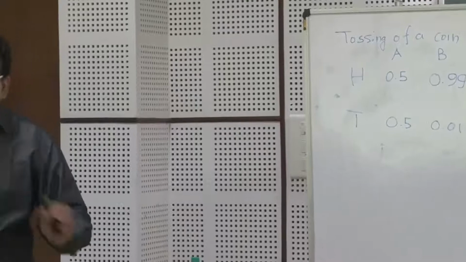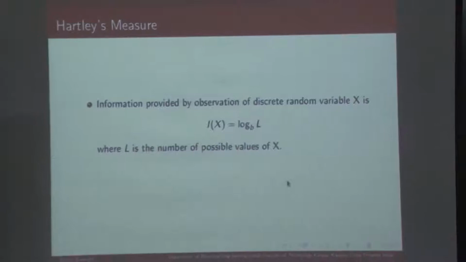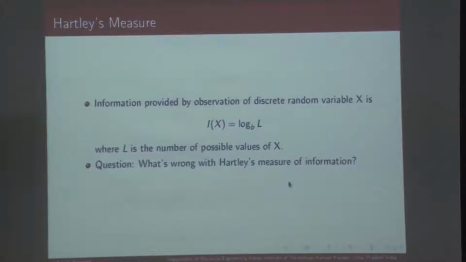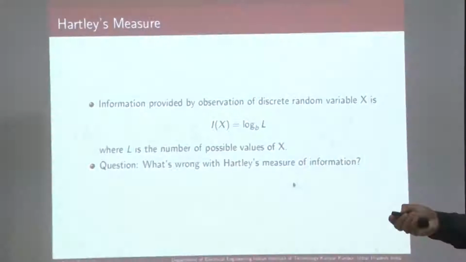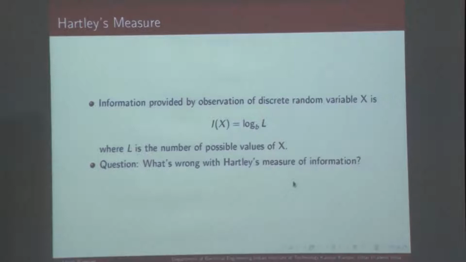So Hartley did capture this fact that more possibilities, more information. That's correct. But he did not capture the fact that with what probability those events are happening. That he did not capture in his measure of information. Okay, so that's the drawback of Hartley's measure of information. I already explained what's wrong with Hartley's measure, because in Hartley's measure of information, both case A and case B have same information, but we know that it's not same information, correct?